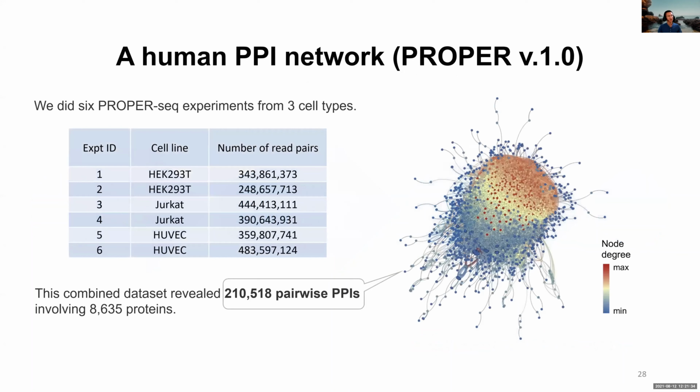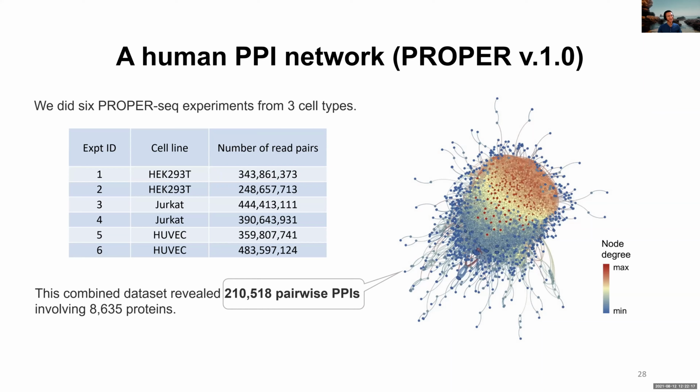Here is an actual experiment that Kara conducted. She did 6 experiments on 3 cell types: HEK, embryonic kidney; Jurkat, T cells; and HUVEC, endothelial cells, the innermost layer of our blood vasculature. She did 2 experiments per cell type, and each experiment yielded approximately 200 to 400 million read pairs. This was typical Illumina sequencing on 6 lanes of a flow cell.